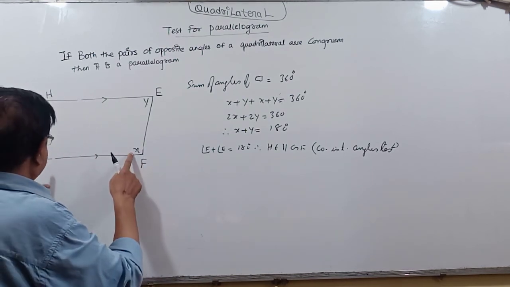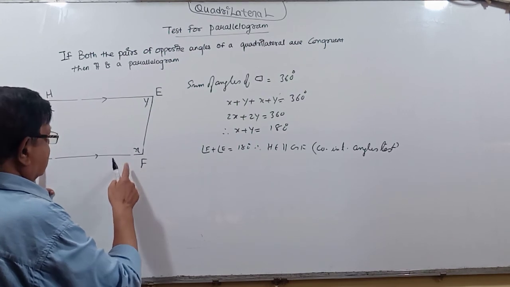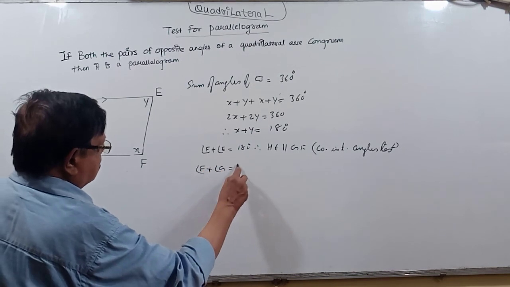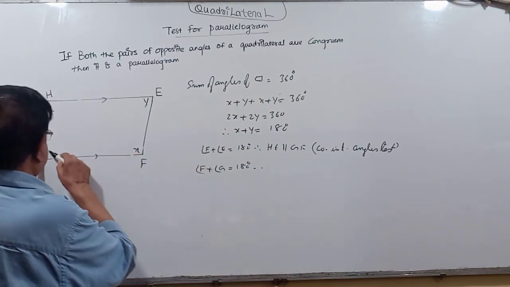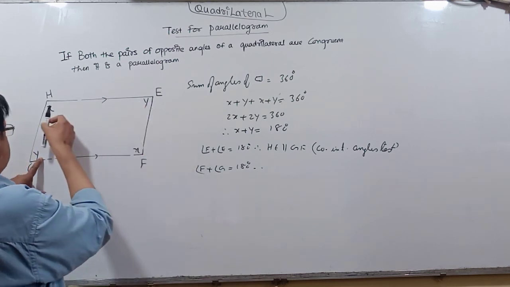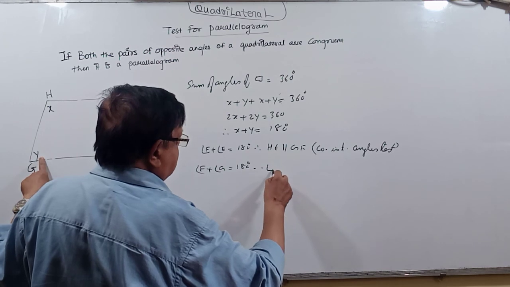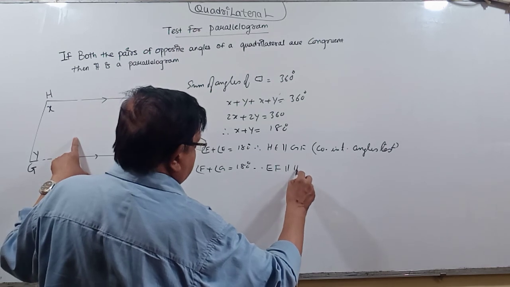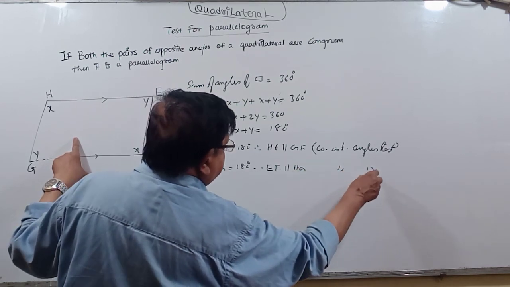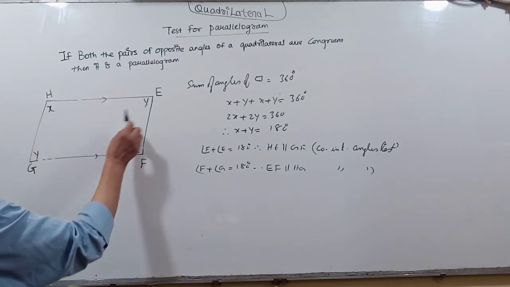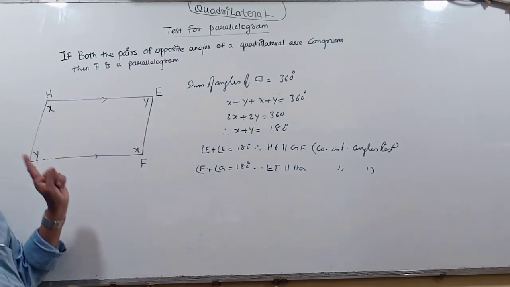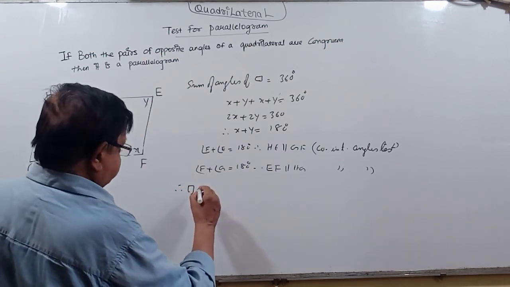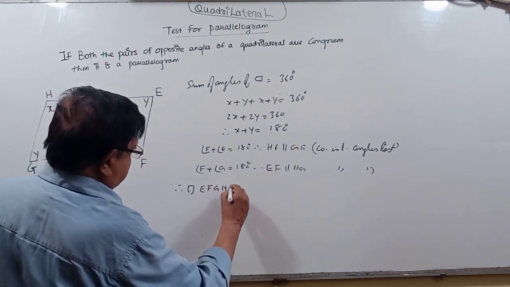Similarly, x plus y equals 180 degrees. Again, angle F plus angle G equals 180 degrees. Therefore, this plus this is 180 degrees, which means EF is parallel to HG. Same reason. We have proved this is parallel to this and this is parallel to this. Therefore, what type of figure is that? It's a parallelogram. Therefore, quadrilateral EFGH is a parallelogram.